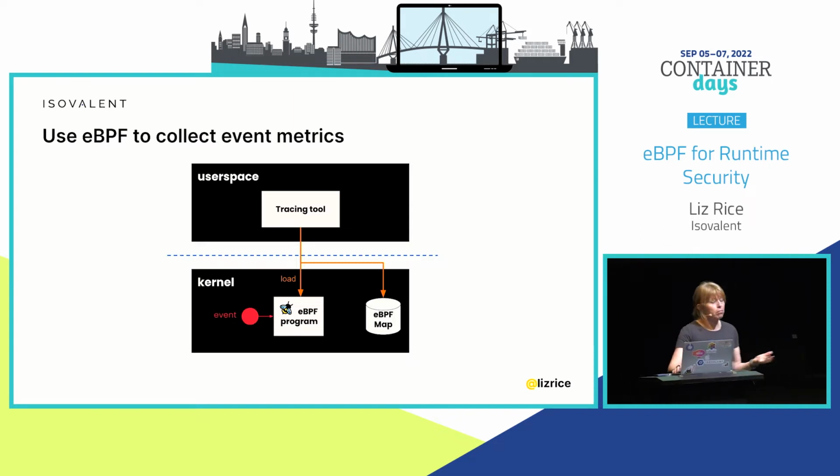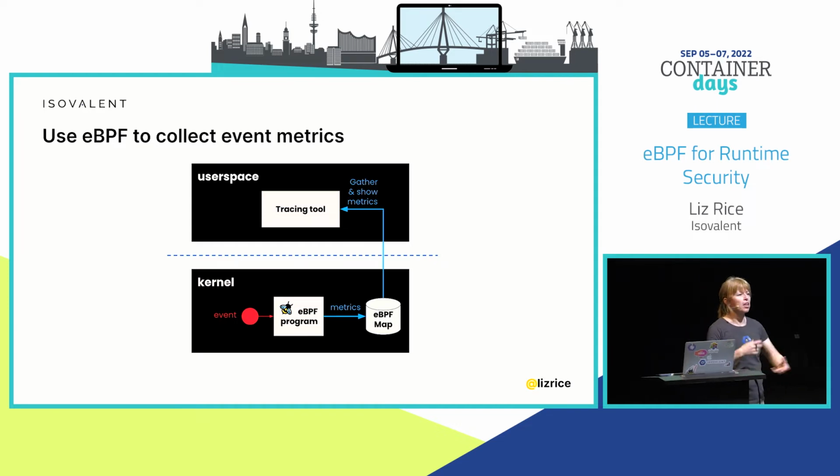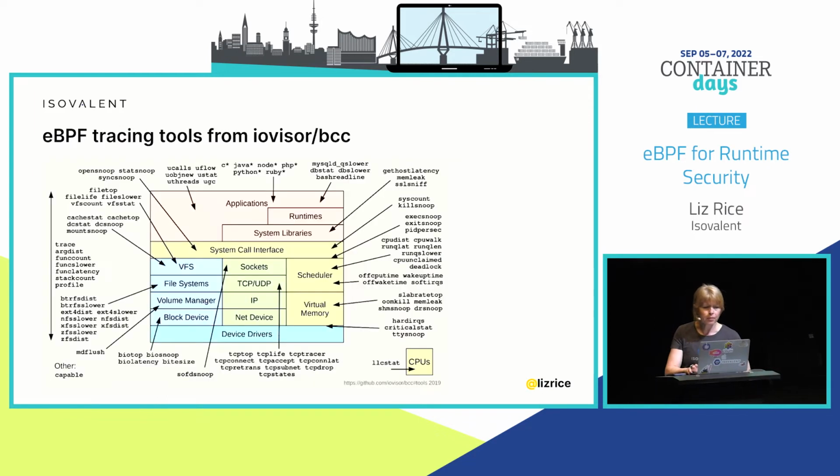So our program reacts to an event and maybe gathers some metrics. Those metrics get stored in the map, and then our user space program can asynchronously come and read that information out of the map and use that to show some metrics, some information about the events that we're interested in. And as I said, there's a whole ton of these that have been built and used over the years.